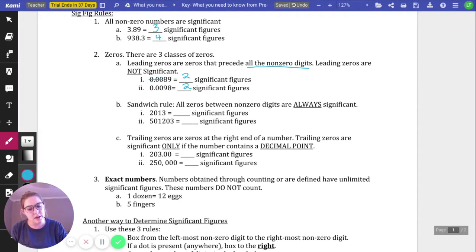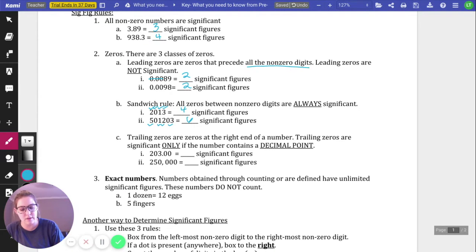All right, next is our sandwich rule. All zeros between non-zero digits are always significant. So like 2013, that 0 is significant because it's sandwiched between 2 significant numbers, because that 2 and that 1 are significant. So then that would have 4 significant figures. Same thing here, the zeros are sandwiched between significant digits, which makes them significant. So that would have 6 significant figures.